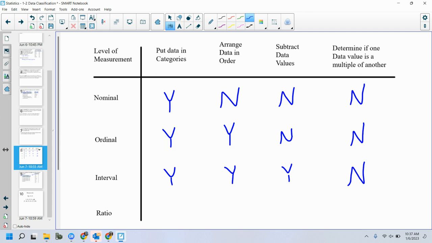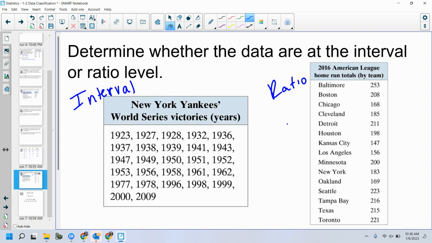Ratio level. Can I put it into categories? Yeah. Can I arrange it? Yeah. Think about this level. Could I say, okay, teams that had over 150, teams that had over 200 home runs? Yeah, I could put it in categories like that. I could even say by division too, right? If I really wanted to, I could say a lot of different things. I could put them into categories if I wanted to. That's basically what I'm saying there.